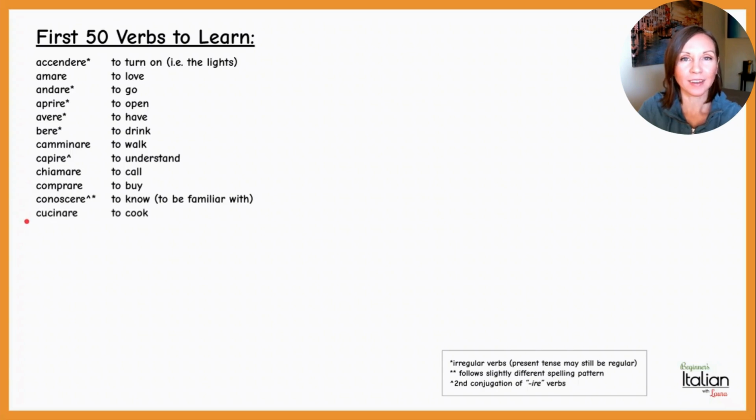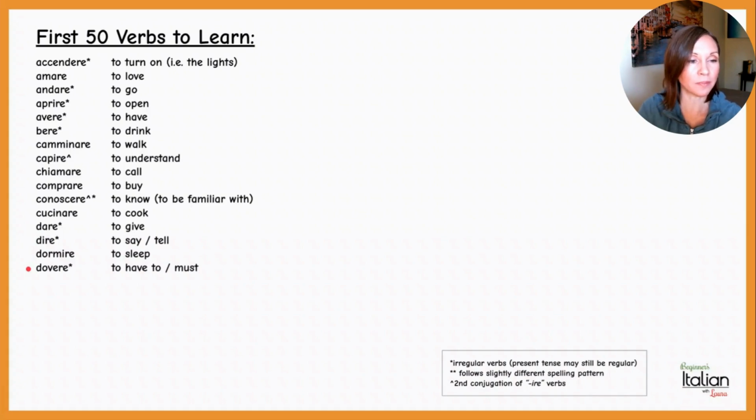Cucinare, cucinare, to cook. Dare, dare, to give. Dire, dire, to say or to tell. Dormire, dormire, to sleep. Dovere, dovere, to have to or must do something.